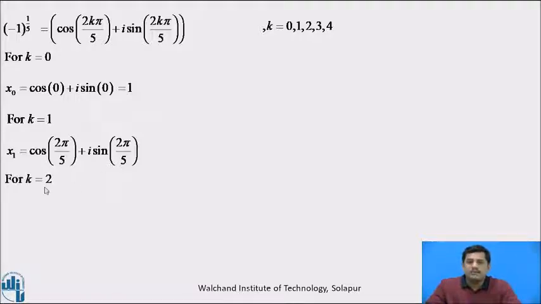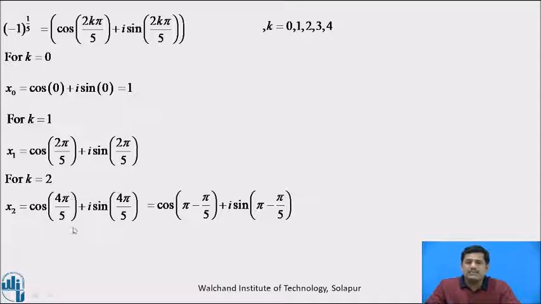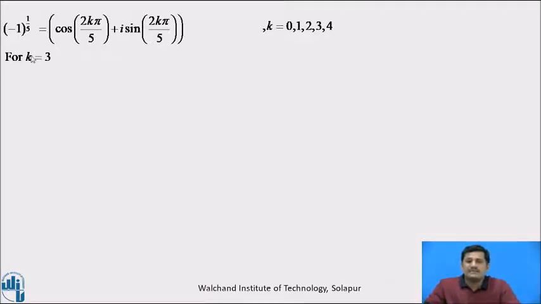Now for k equal to 2, let us denote the complex number as x2. If we put k equal to 2, 2 into 2 is 4 pi by 5, and here also 4 pi by 5. Now we can write this 4 pi by 5 as pi minus pi by 5 for both. We know that cos of pi minus theta is minus cos theta and sin of pi minus theta is simply sin theta. So we get minus cos of pi by 5 plus i sin of pi by 5.